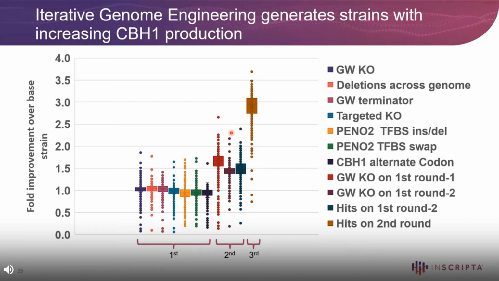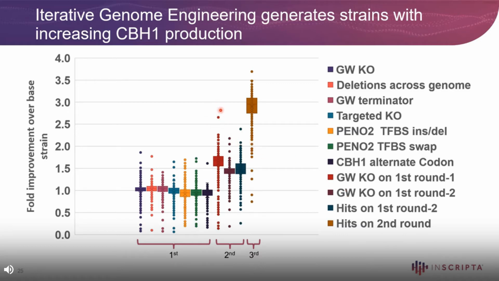the third round. In this library here, we took this same hit from the first round and we stacked all the first round hits on top of that library. And what you can see is, again, a nice improvement in CBH1 performance. So stacking libraries on top of hits from the first round caused an even greater improvement in CBH1 expression.